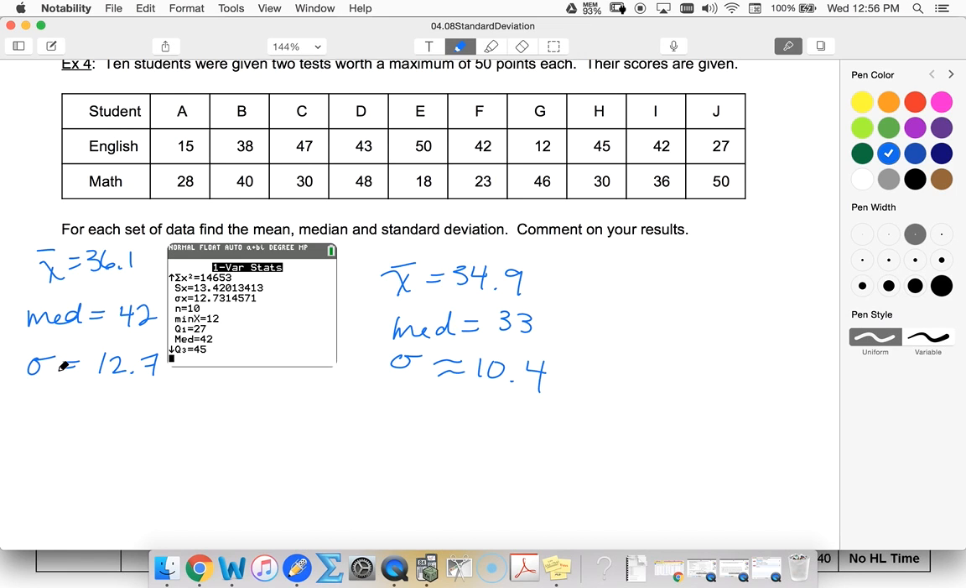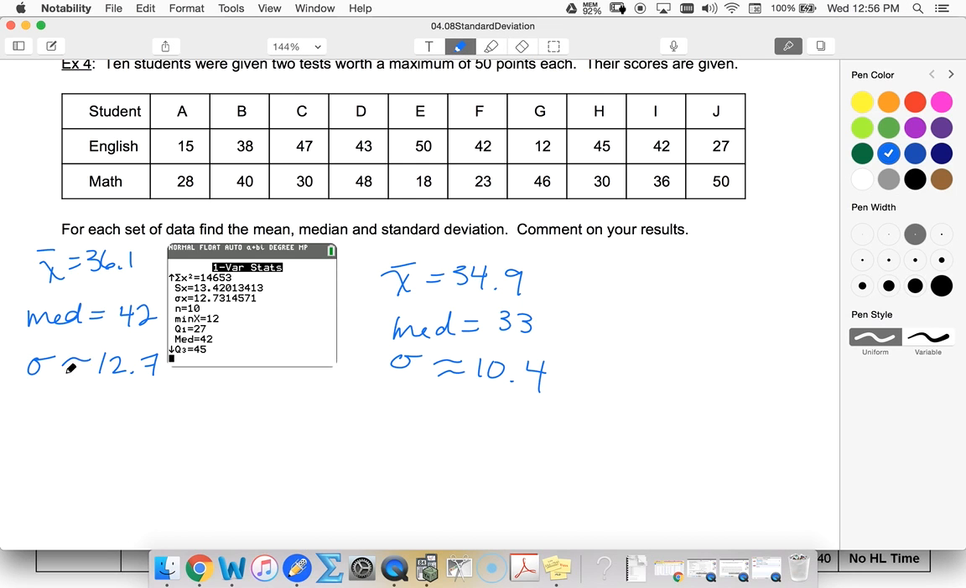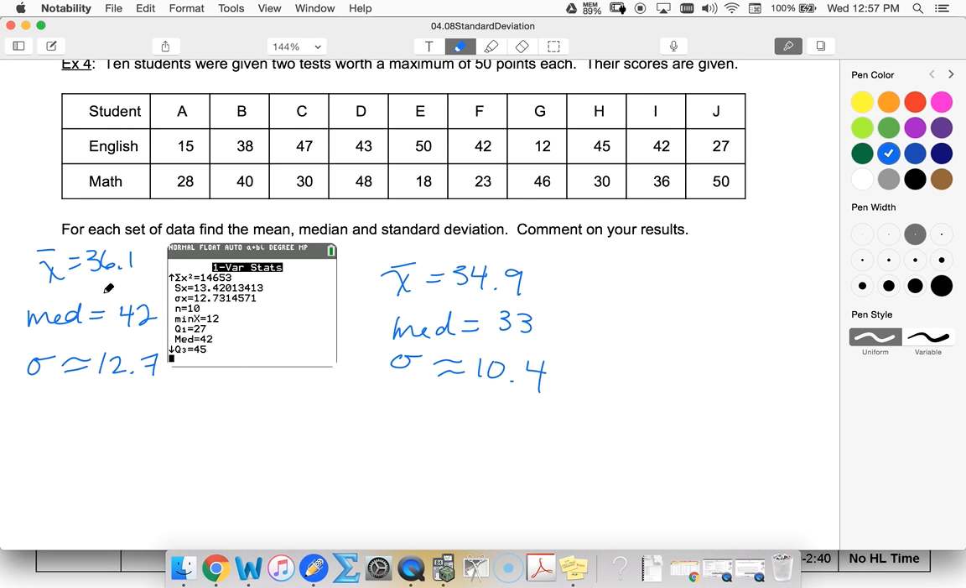Okay, so let's look at what this means. Over here I should have used an approximate sign as well. All right, so what does this mean? This means that I see that my scores for English, my average scores, were higher, but the scores are more spread out because the standard deviation is larger.